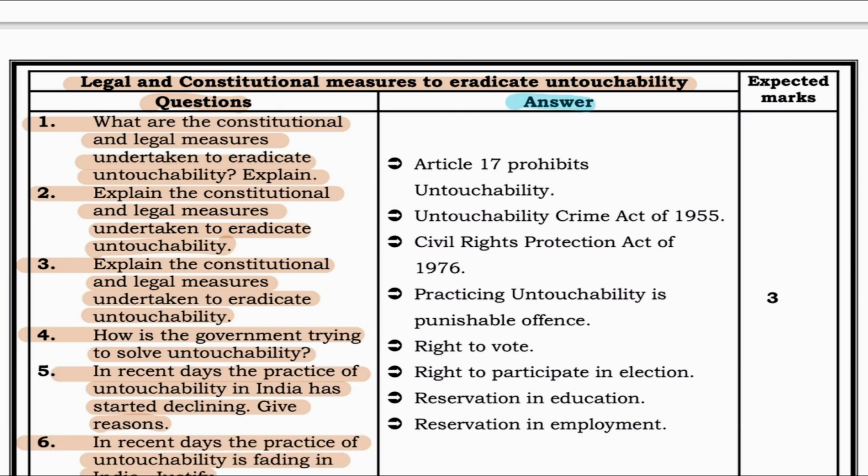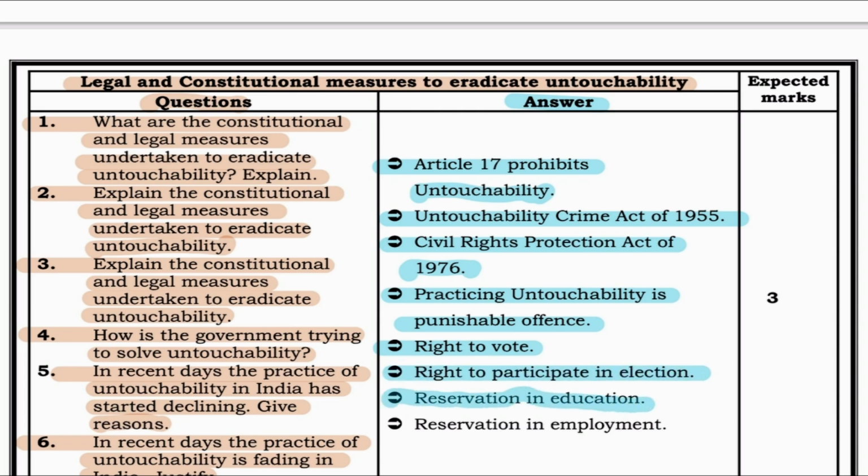Justify. Article 17 prohibits untouchability. Untouchability Offences Act of 1955. Civil Rights Protection Act 1976. Practicing untouchability is a punishable offense. Right to vote. Right to participate in elections. Reservation in education. Reservation in employment.